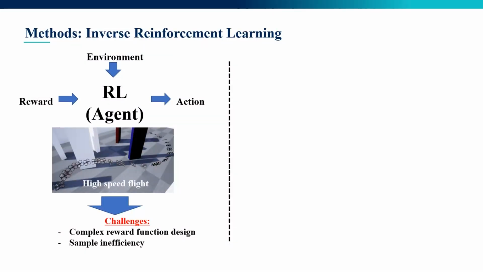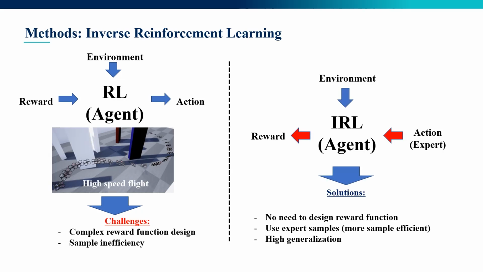Previous approaches often used reinforcement learning for visual navigation. However, applying RL methods to high-speed drones increases complexity, requiring complex reward functions and more training samples. In contrast, inverse reinforcement learning infers the reward function from expert demonstrations, eliminating the need for explicit reward design, and is more sample efficient while retaining strong generalization.